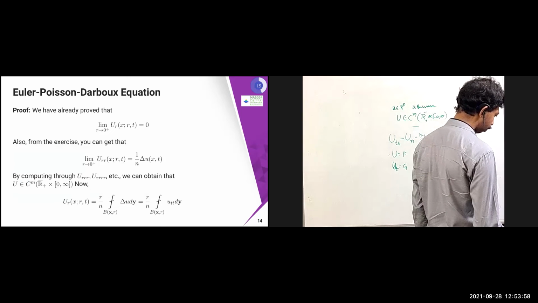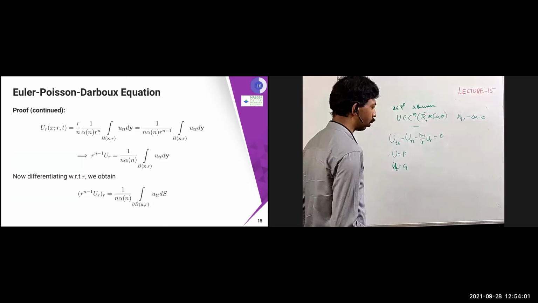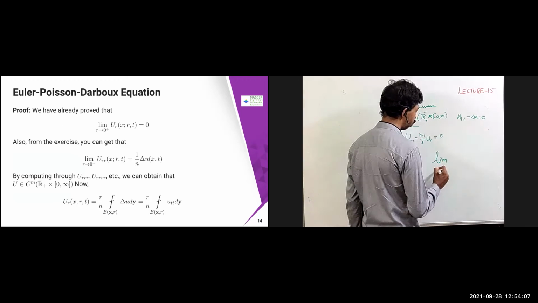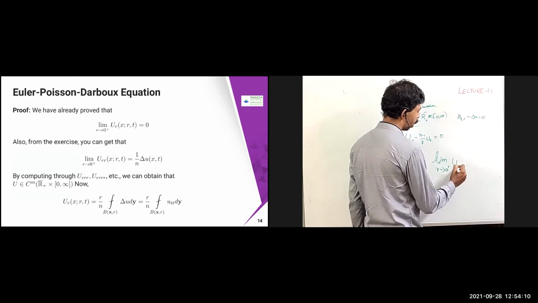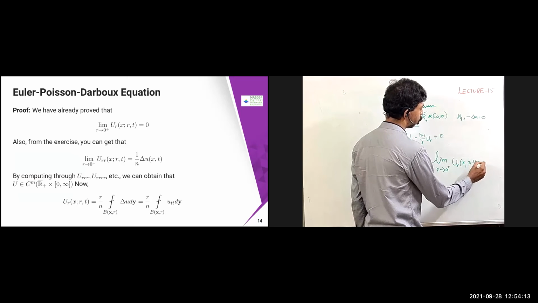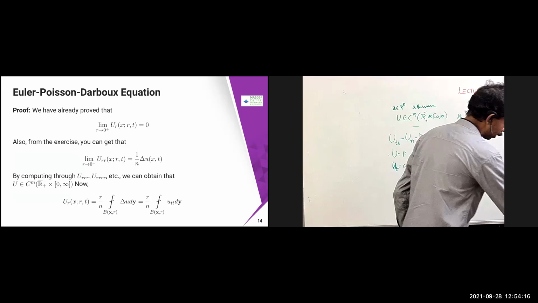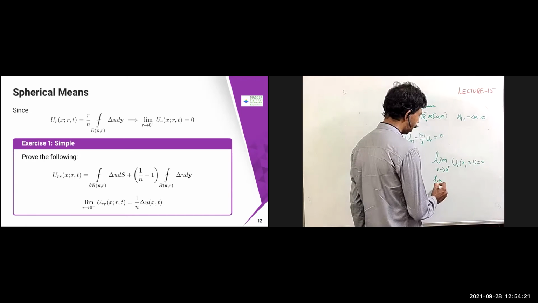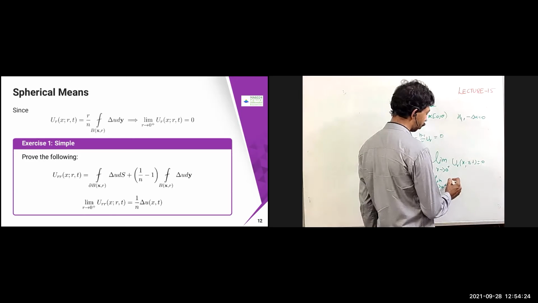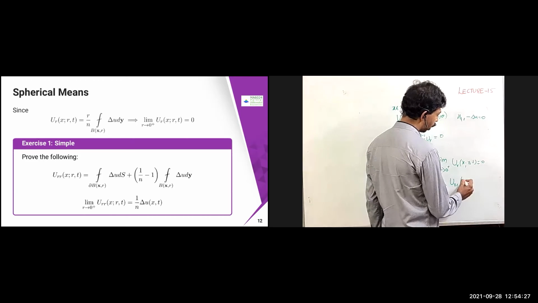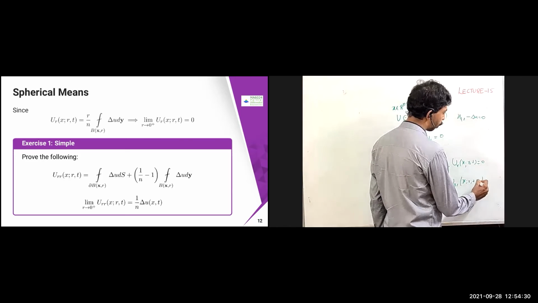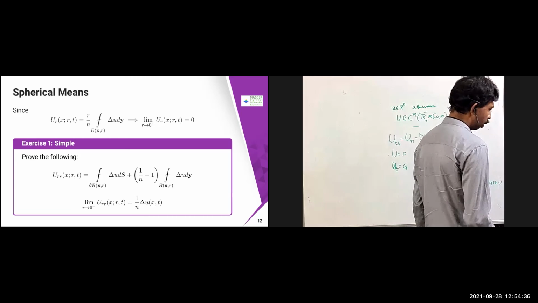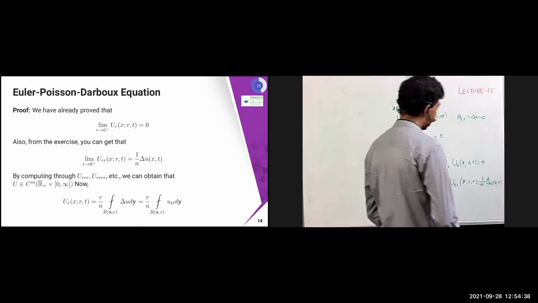Very simple. We have already proved this one, a very simple proof we have provided. So the limit as r tends to 0 plus of U_r of x comma r comma t equals 0. We have proved that. Also, I have given an exercise to prove: the limit as r tends to 0 plus of U_rr of x comma r comma t equals 1 by n into del u of x comma t. This is also straightforward, you can prove it. So using these two, we can compute this one.